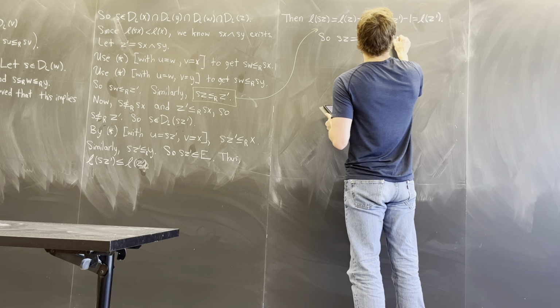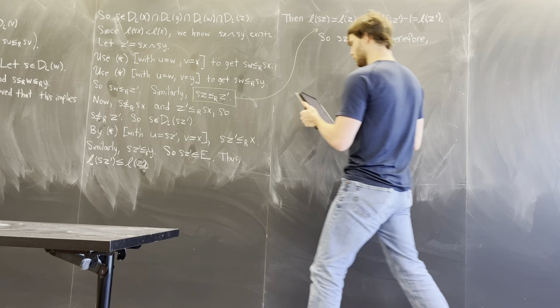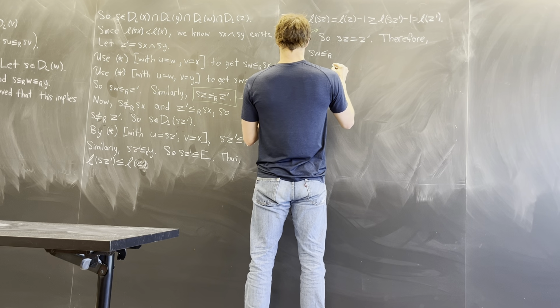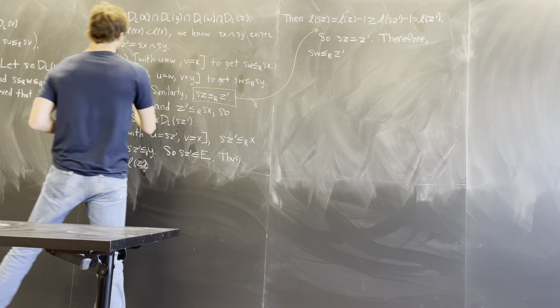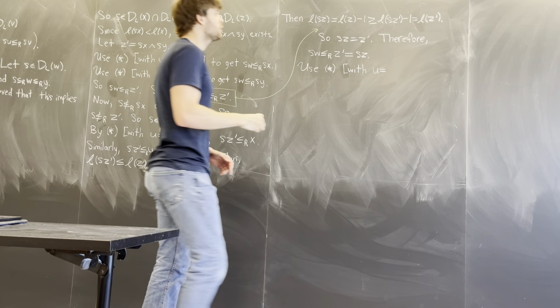Therefore, we have SW is less than or equal to Z prime, that's this. But Z prime is SZ. And now I'm going to use star one last time. So use star, this time with u equals, I think I want u equals w, yeah, u equals w and v equals z.